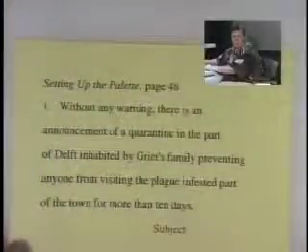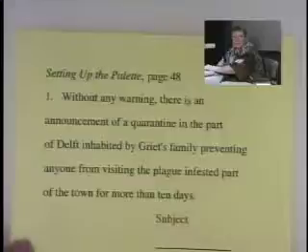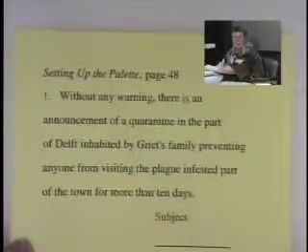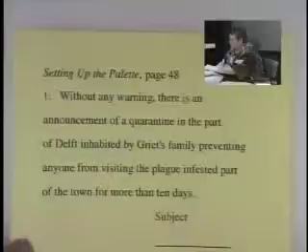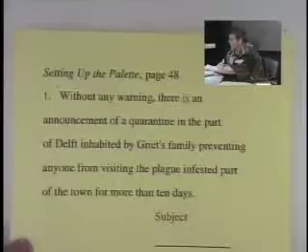Let's just get a start on that particular exercise. We'll get a jump start. Without any warning, there is an announcement of a quarantine in the part of Delft inhabited by Greet's family, preventing anyone from visiting the plague-infested part of the town for more than 10 days. Well, I see a verb marked is. Elbolin, where is the subject that goes with it?